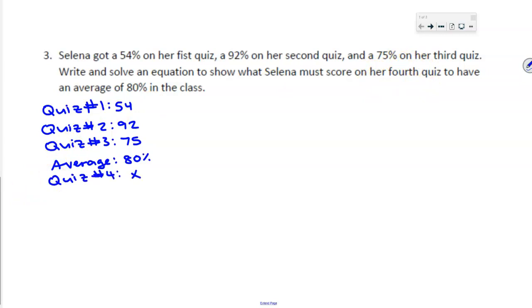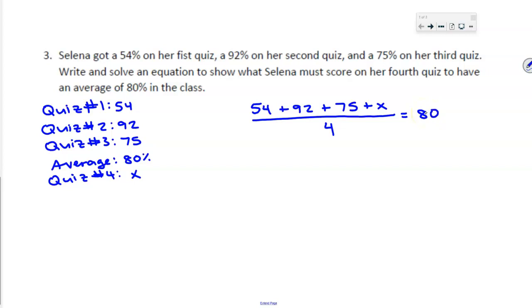We will use X. Remember, the way we find an average is to add up all of the numbers and divide by how many numbers we just added up. So quiz number 1 is 54. Quiz number 2 is 92. Quiz number 3 is 75, and quiz number 4 is unknown. I'm going to add up all 4 quiz scores and divide by how many scores we just added together. That's 4 scores. When I find the average, I want it to be equal to 80%.